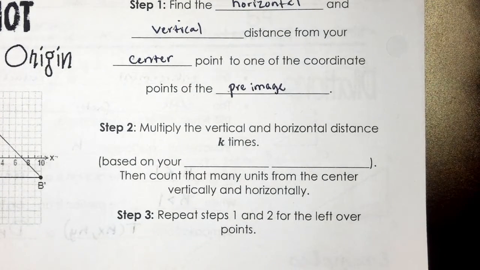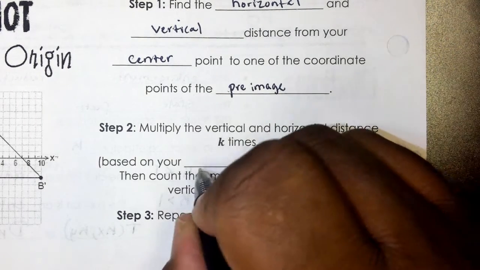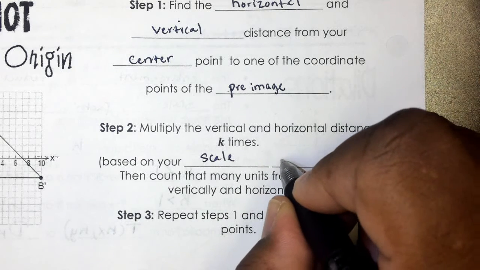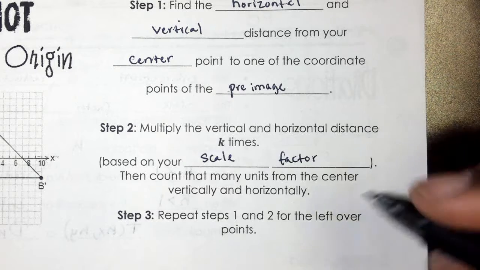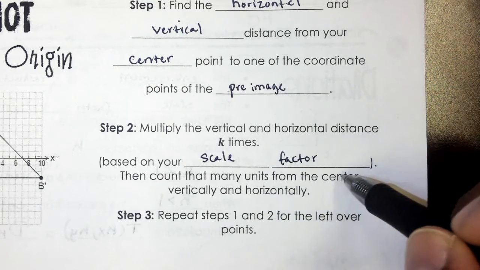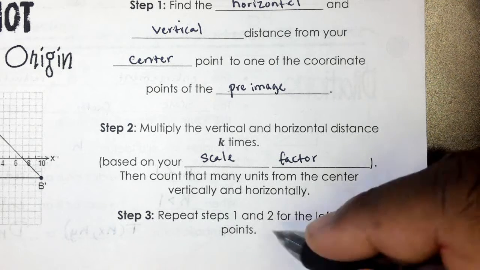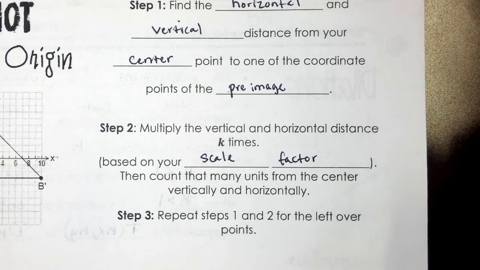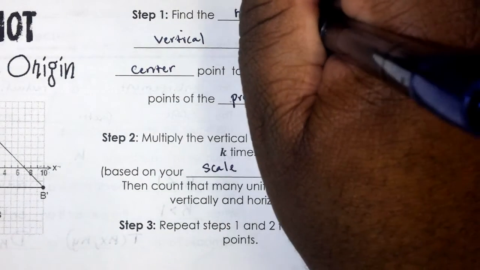Then after that, multiply the vertical and horizontal distance k times, so by your scale factor. Based on your scale factor, you're going to multiply that vertical and horizontal distance. Then count that many units from the center vertically and horizontally. And then it says repeat step 1 and 2 for the leftover points. So, it's a bunch of words right now. It ain't going to make sense till we actually do it, of course, as always.